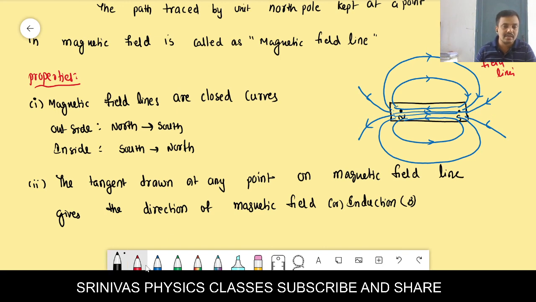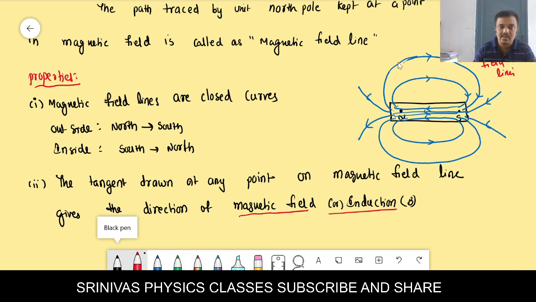If you want to know the field direction, this magnet can generate the magnetic field, and I want to know the field strength. The term that shows the field strength is the magnetic field or magnetic induction, that is B, right? If we draw the tangent at any point on the field line, for example here, tangent means a line that touches the curve at one point.